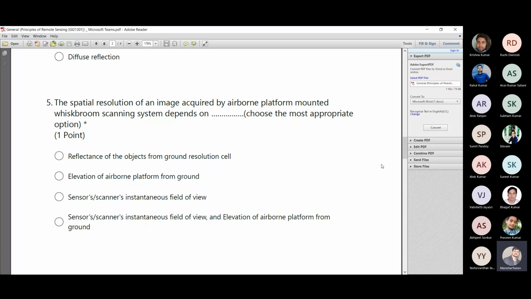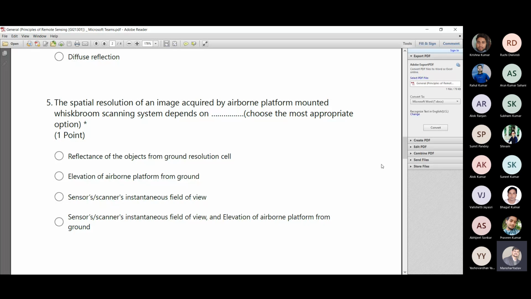Now the fifth problem is related to the type of scanning system that we have on the airborne platform. The spatial resolution of an image acquired by an airborne platform mounted whiskbroom scanning system depends on the scanner's sensor's instantaneous field of view. In this whiskbroom scanner, we have only one CCD, and that CCD looks towards the ground. Okay. So that IFOV of the CCD, that CCD looks towards the ground, but finally there we have an optical system in between the CCD and the ground resolution cell.